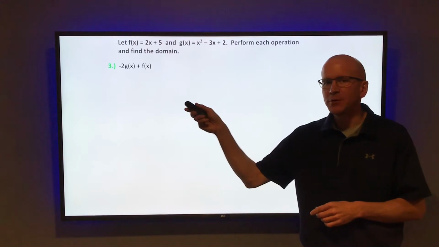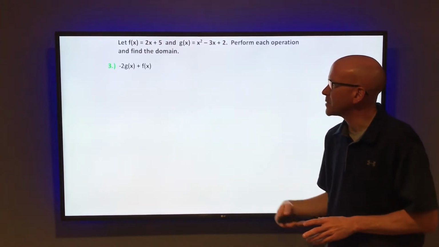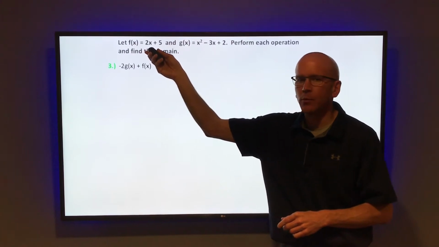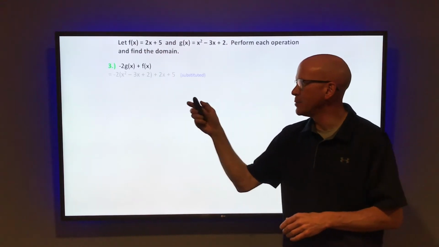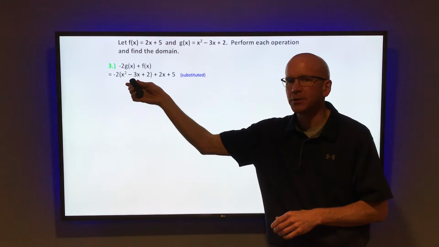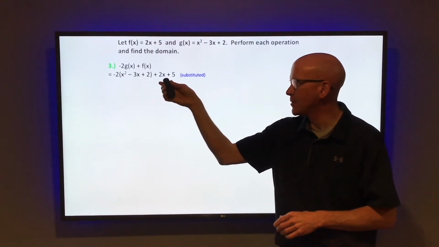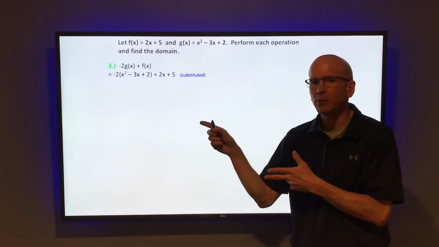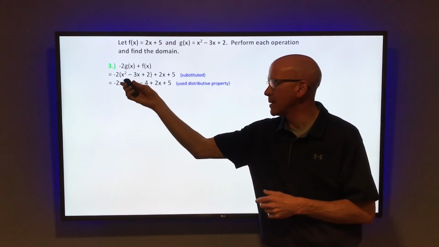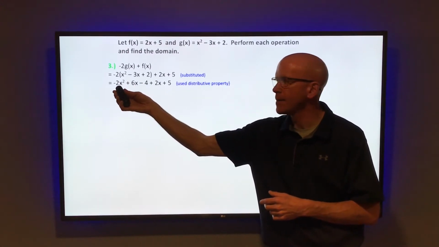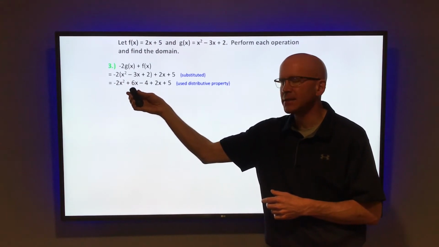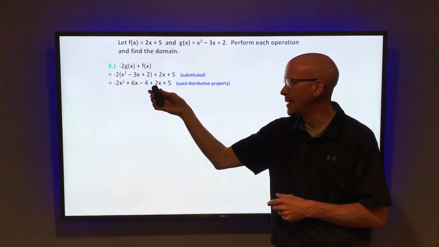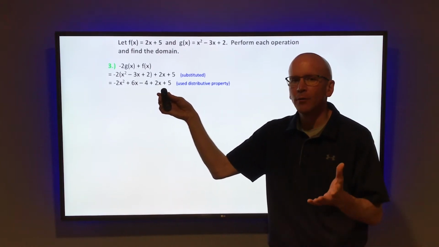We're finding negative 2 times g of x plus f of x. So take what g of x is, multiplied by negative 2, and then add on to that what f of x is. So take a negative 2 times x squared minus 3x plus 2, that is g of x, and add on to that what f of x is, the 2x plus 5. Use a distributive property with the negative 2. So take negative 2 times x squared, that is negative 2x squared, negative 2 times negative 3x, that is 6x, and negative 2 times 2, that is negative 4. And then you're adding on to that the 2x plus 5, or the f of x.